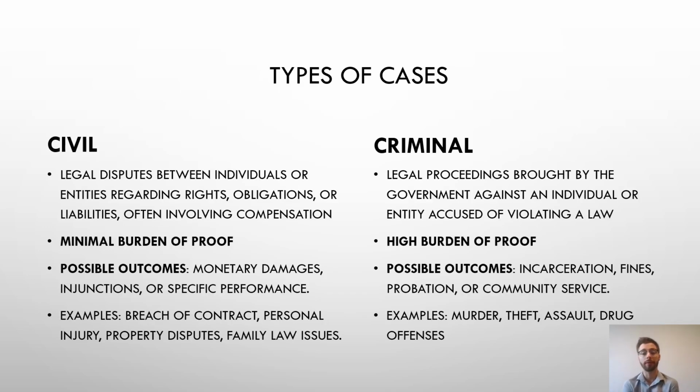Now, there are two different types of cases you will see in the federal court system and the state court system. These cases consist of civil and criminal. Civil has a minimal burden of proof. You won't have people being arrested for these crimes. Some examples consist of breaches of contract, personal injury, property disputes. You have family law issues.